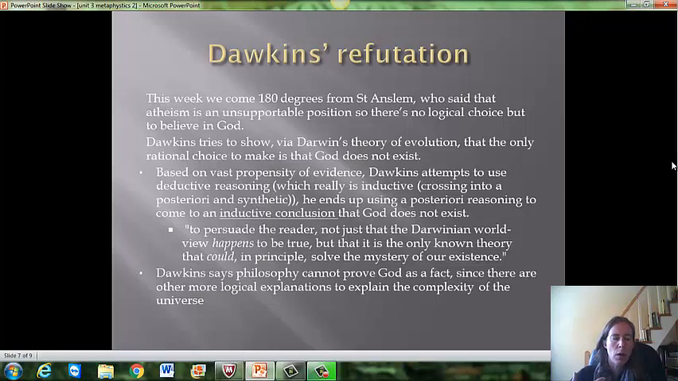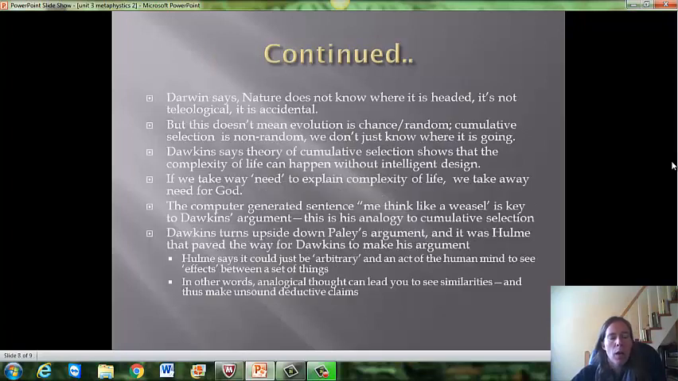So I'm going to go through some of the points that will be necessary for you to pay attention to as you're reading. As I said, he really relies not only on Paley but also on Darwin. And Darwin says that nature doesn't know where it's headed, it's not teleological, it's just accidental. At the same time, this doesn't mean that evolution is chance or random. The thing he says here that is very key is cumulative selection rather than natural selection. So the key term here is that cumulative selection is non-random. We just don't know where it's going. So it appears random to us, but it isn't really.